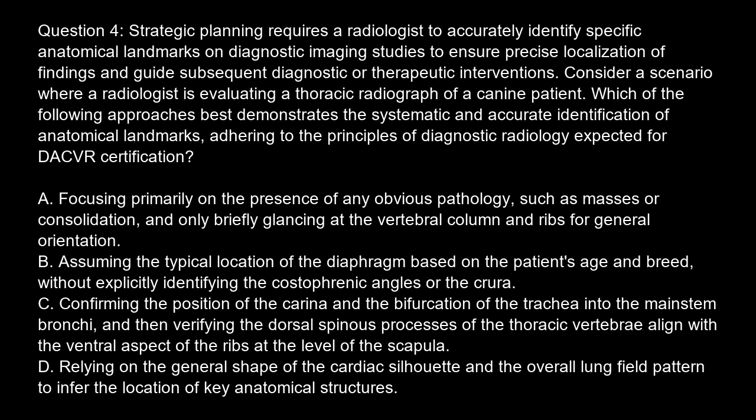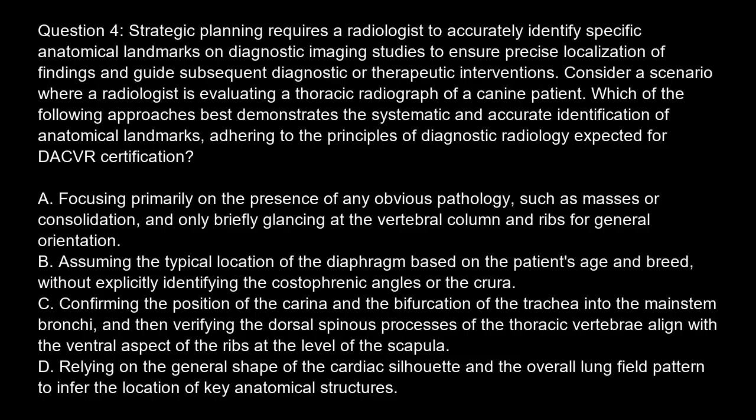Option A. Focusing primarily on the presence of any obvious pathology, such as masses or consolidation, and only briefly glancing at the vertebral column and ribs for general orientation. Option B. Assuming the typical location of the diaphragm based on the patient's age and breed, without explicitly identifying the costophrenic angles or the crura.